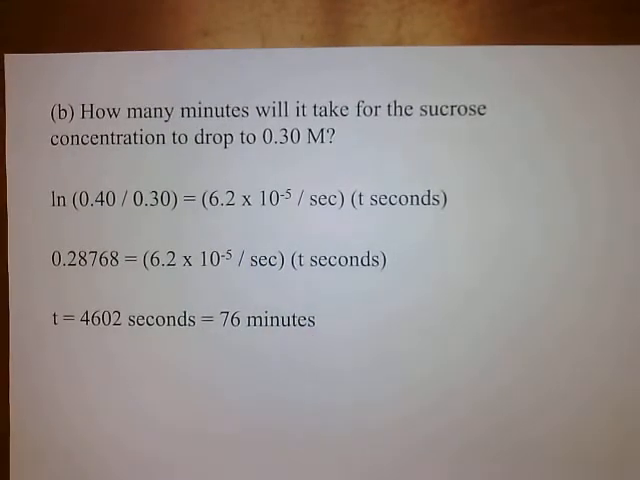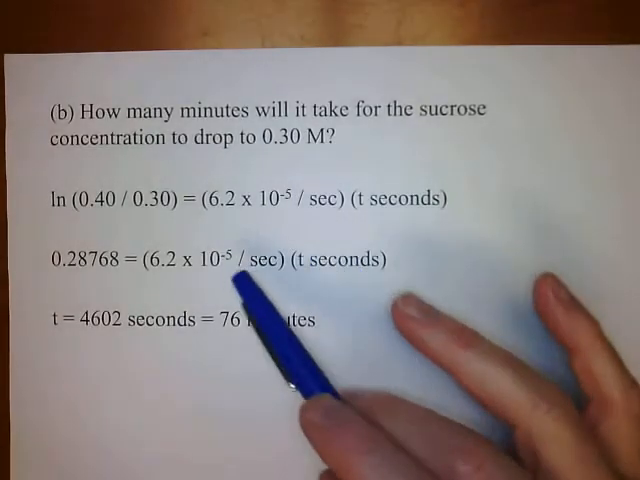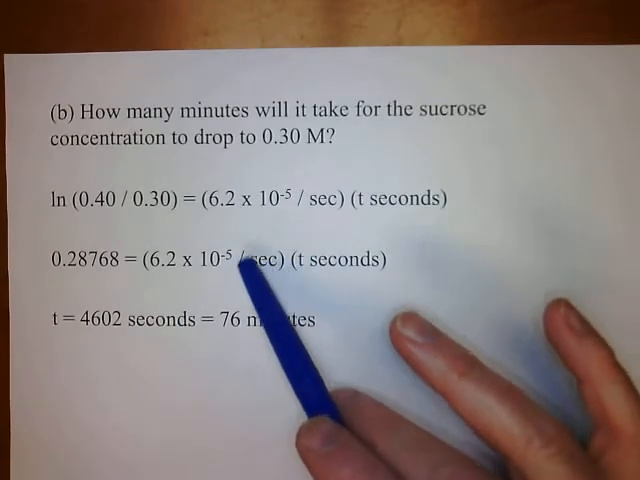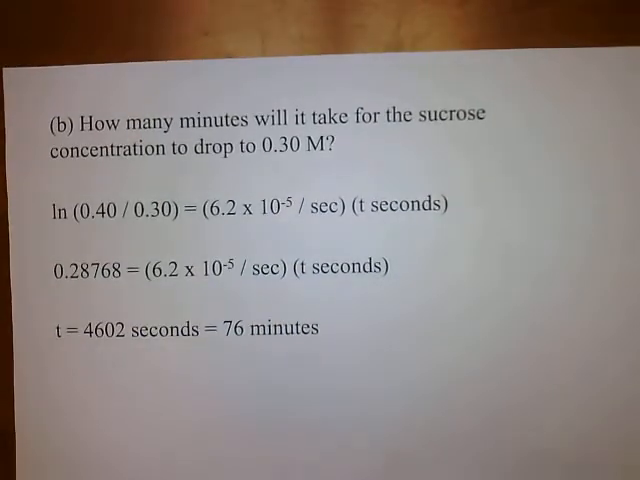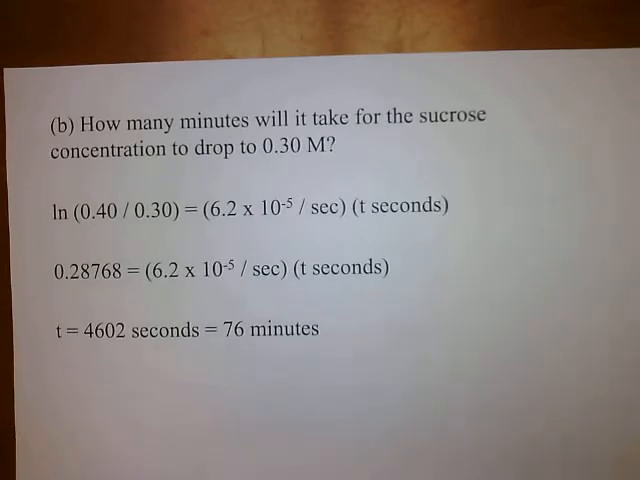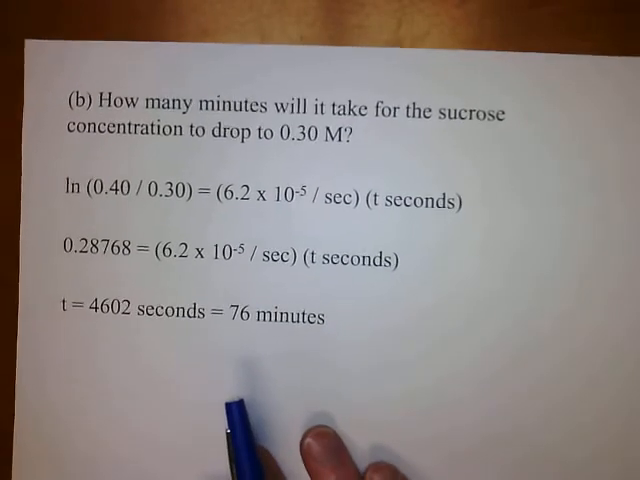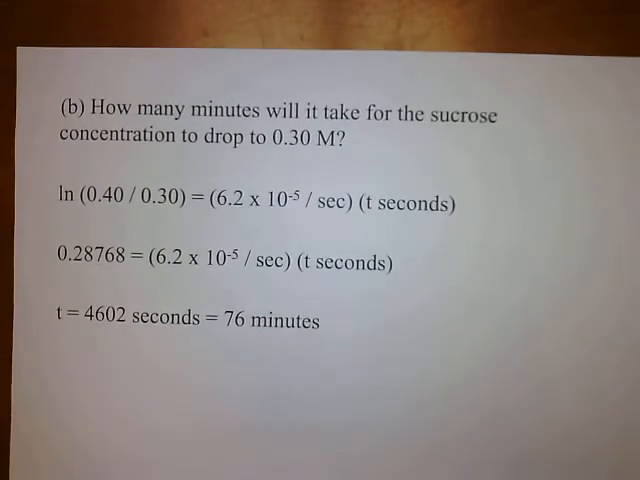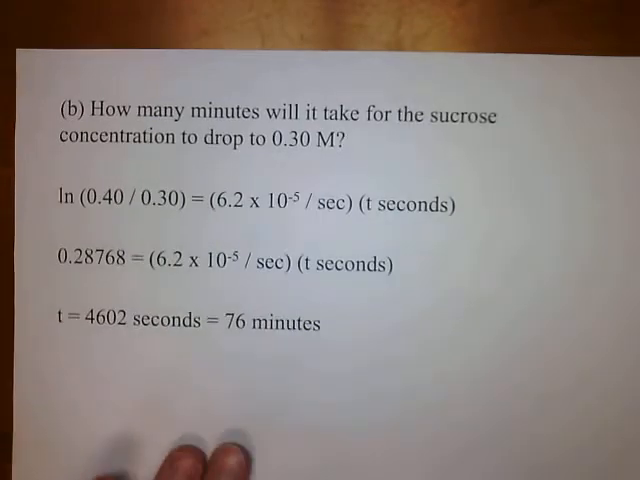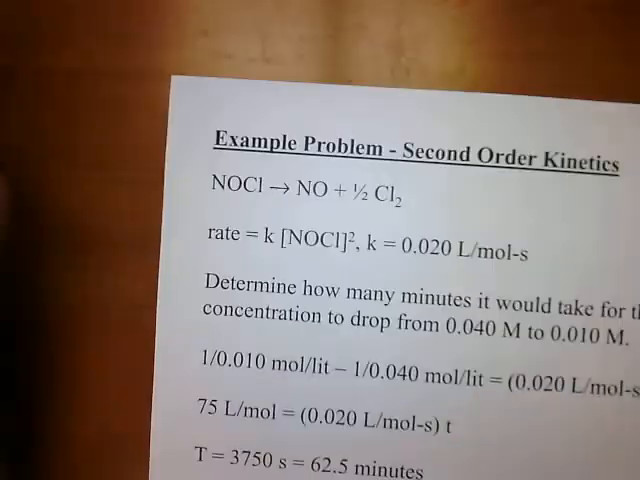6.2 to the minus fifth times the time, and the time comes out to be, because our rate constant was in units of per second, our time comes out to be in seconds. That is 4602 seconds, or 76 minutes. Okay.